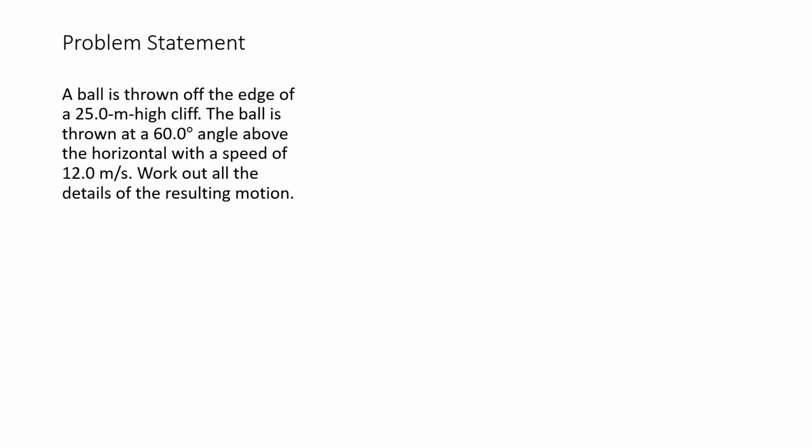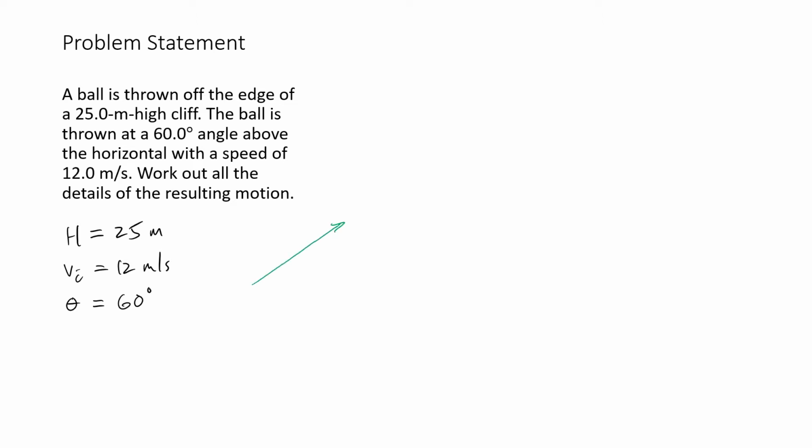So in order to start off the problem, let's just start by organizing the knowns that we have. We know that the height of the cliff is 25 meters. The ball has been thrown at 12 meters per second. The launch angle is 60 degrees. And then we also can try to break apart the velocity here into the different components.